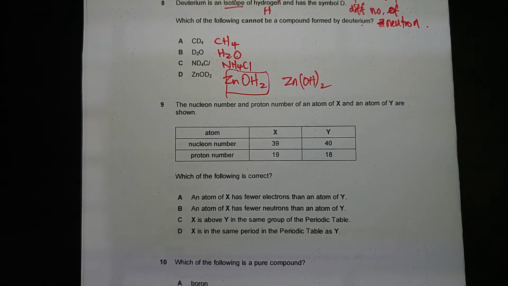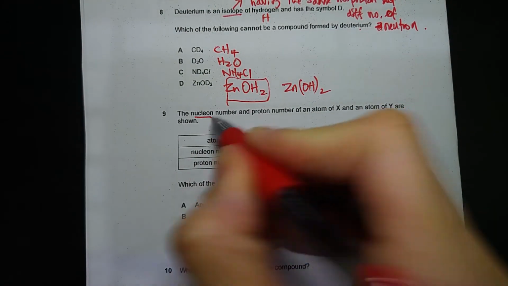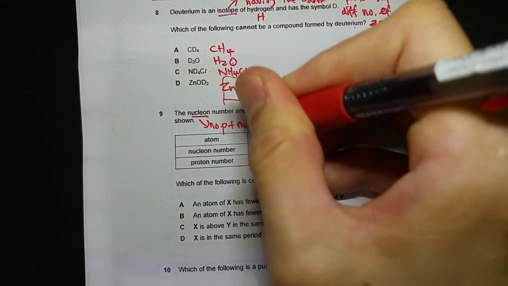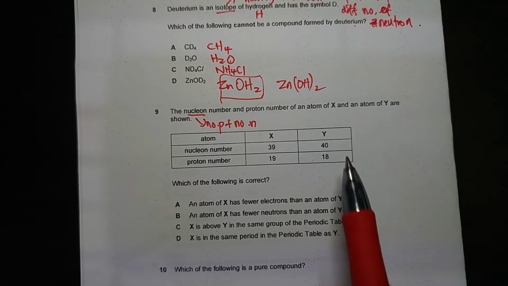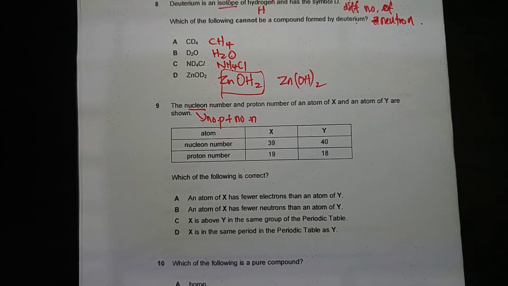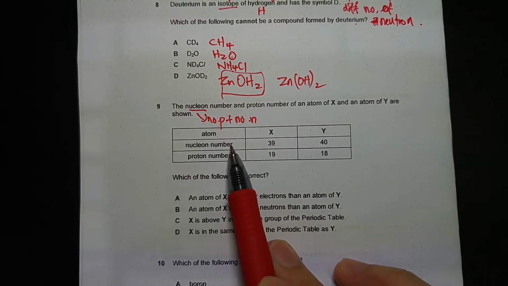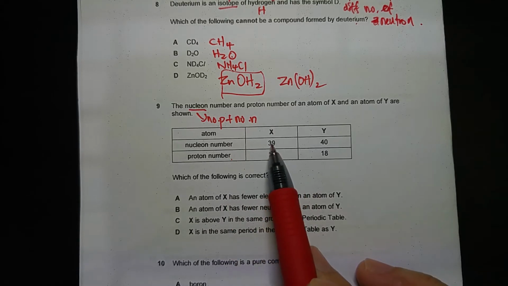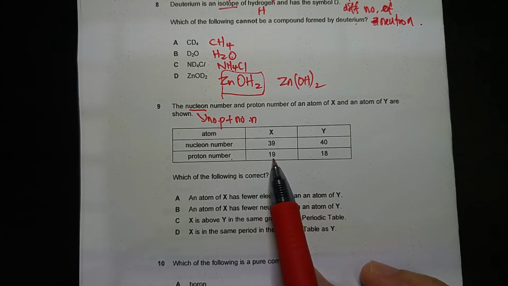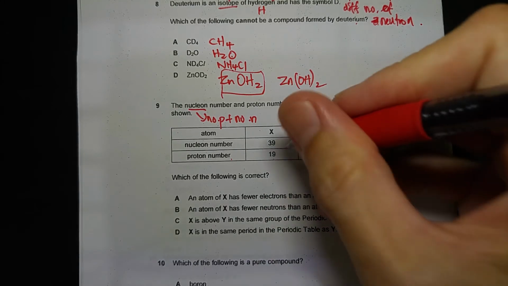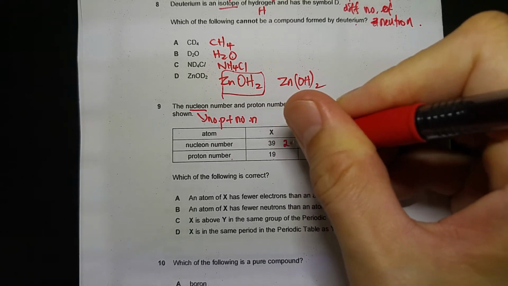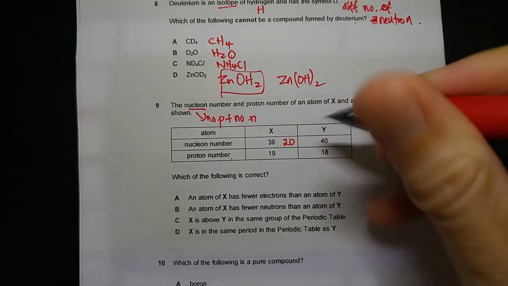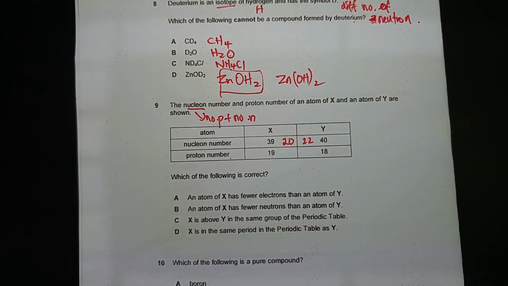Number 9, the nucleon number and proton number of an atom. What is nucleon number? Nucleon number is the mass number, which is the number of proton plus the number of neutron. How about proton number? Proton number is the number of proton. So if you take nucleon number minus proton number, what do you get? You get the number of neutron. So for atom X, what is the number of neutron? 39 minus 19, which is 20. How about Y? What is the number of neutron? 40 minus 18, which is 22.